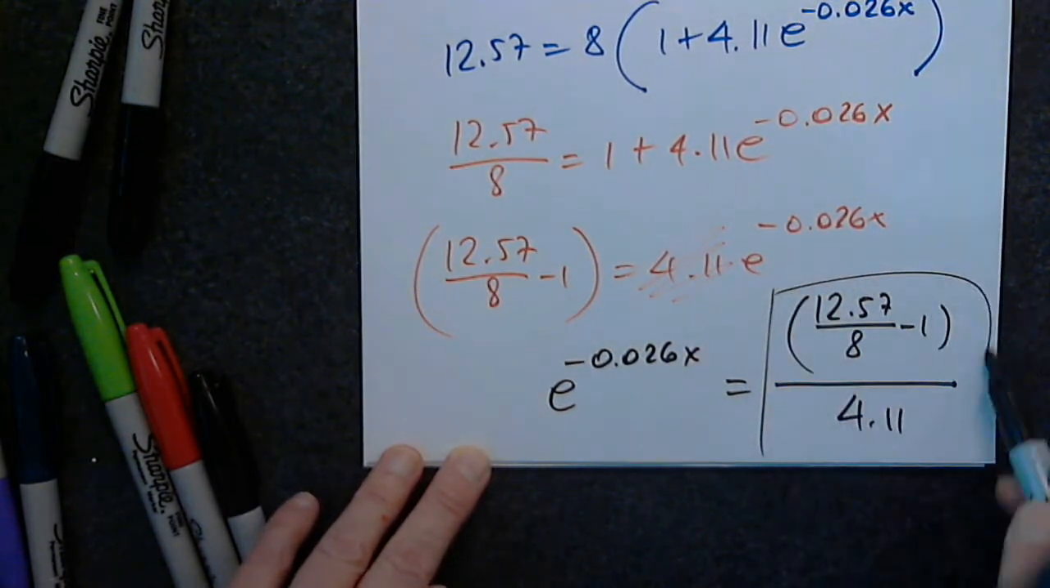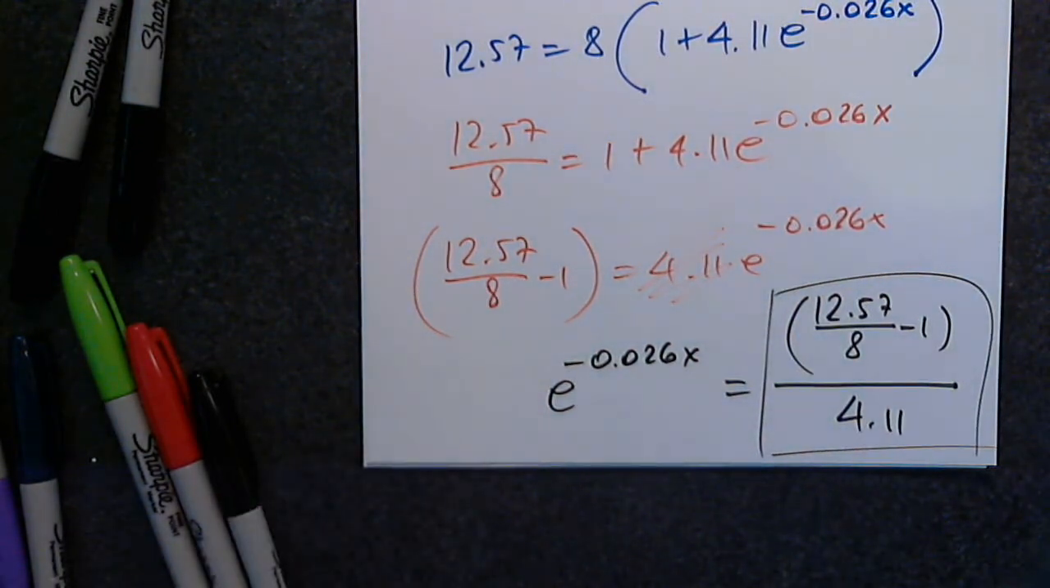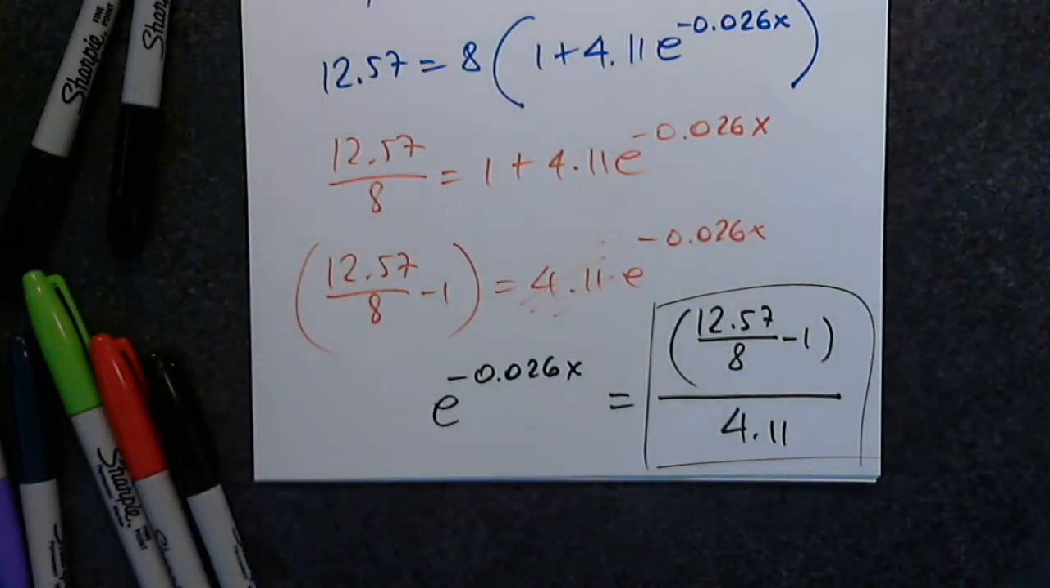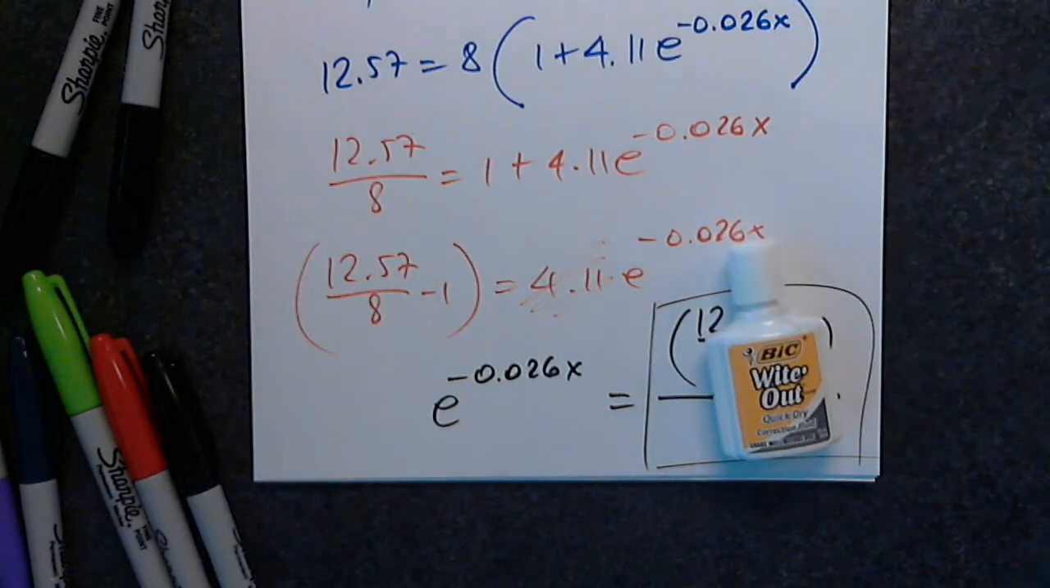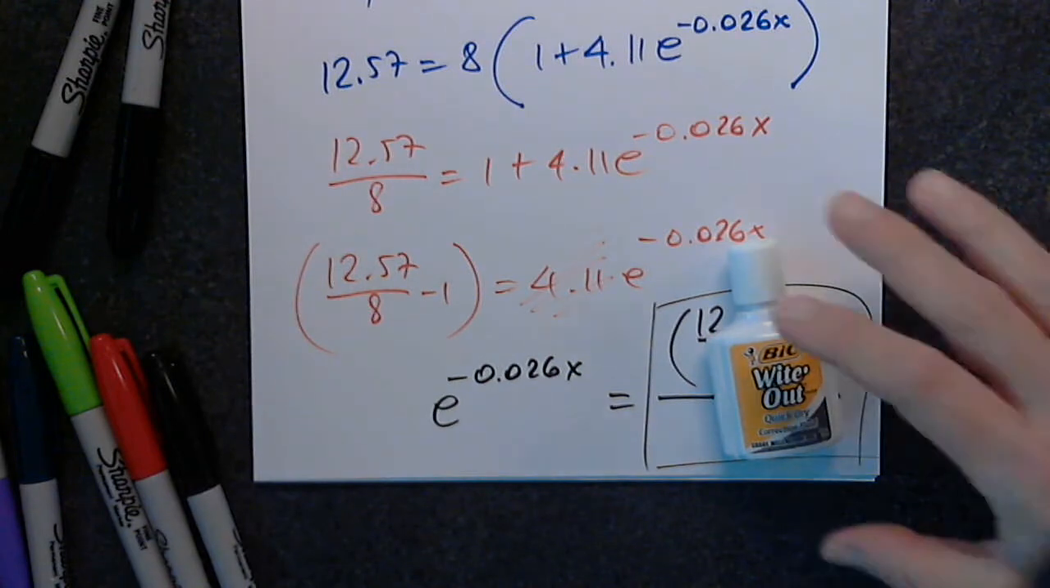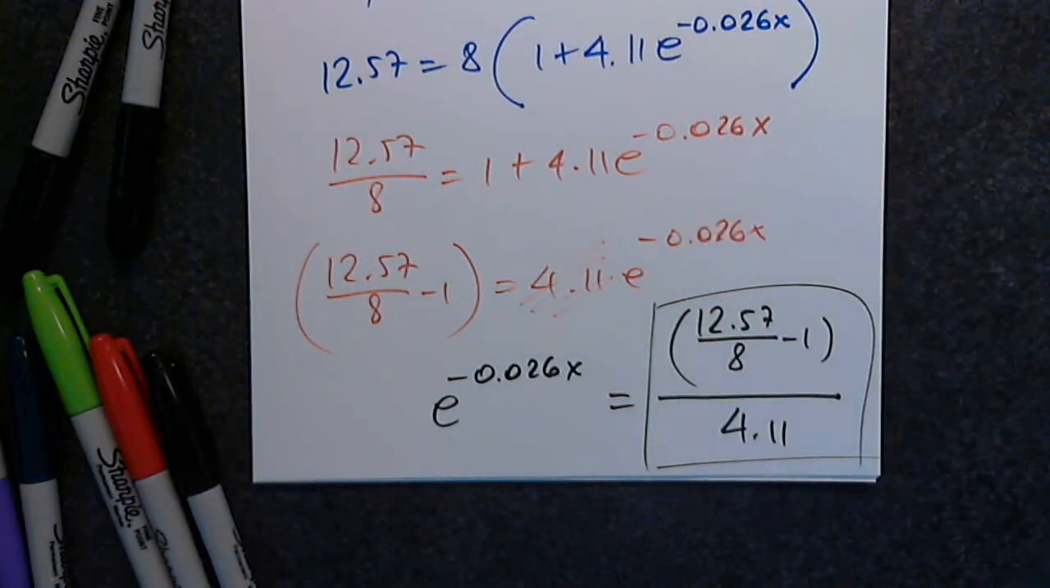Do not bother with this. This is just a number. We'll get to it later. Okay, so it's completely cleaned up. Don't look at this. It looks ugly, but it's just a simple number. Okay, so now I have e to negative blah, blah, blah equals a number.